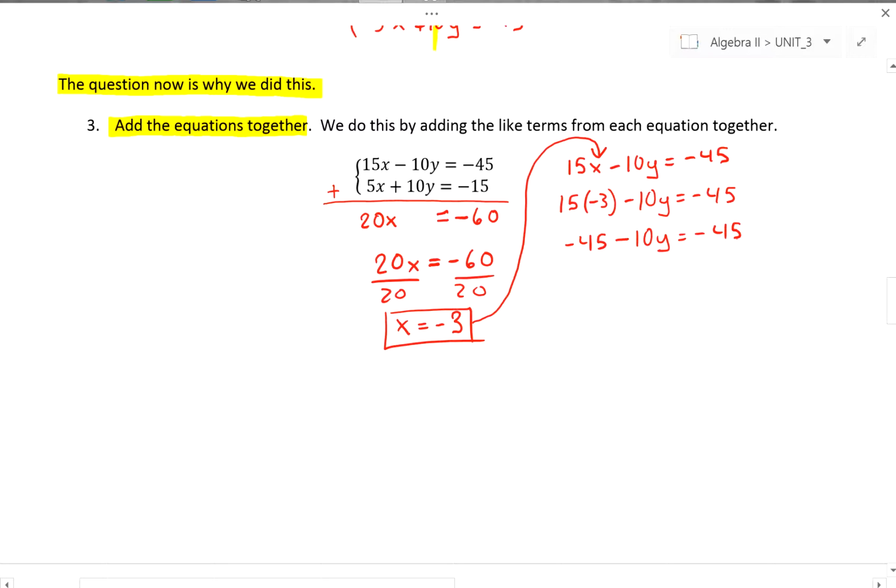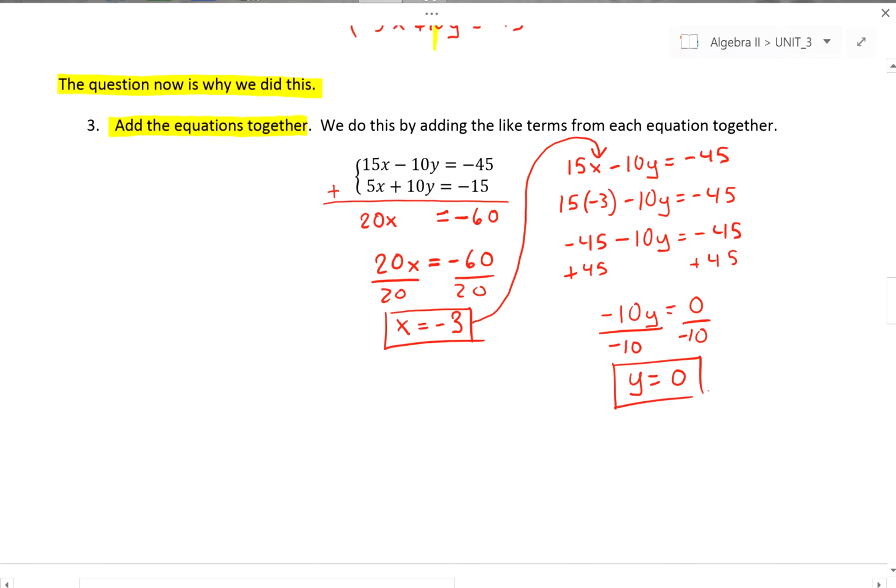Solving for y, I'm going to get rid of anything that can be added or subtracted away from the left-hand side. I'm going to add 45 to both sides. That produces negative 10y is equal to 0. So negative 45 plus 45 is 0. Now I'm going to multiply or divide away anything that I need to from the y. So divide by negative 10, divide by negative 10. And that produces y equals 0 over negative 10, which is 0.